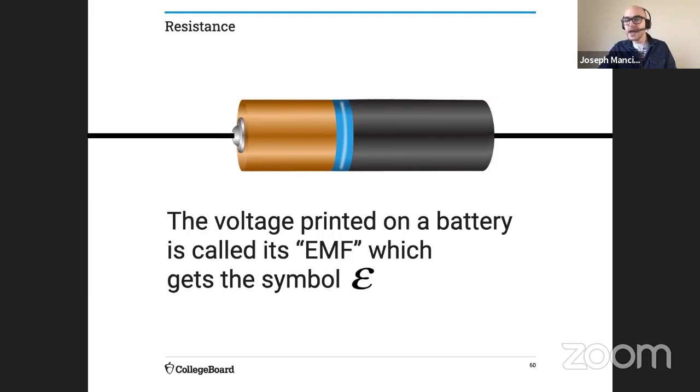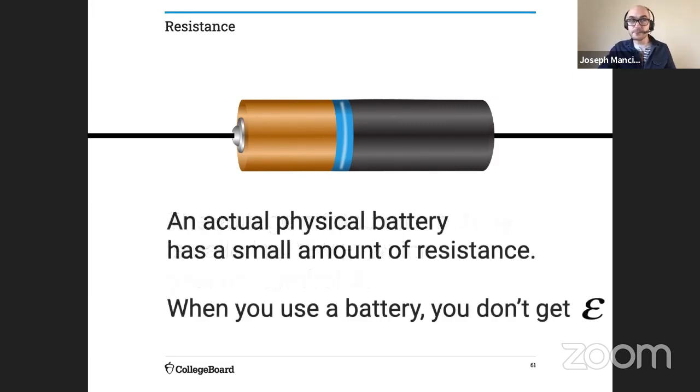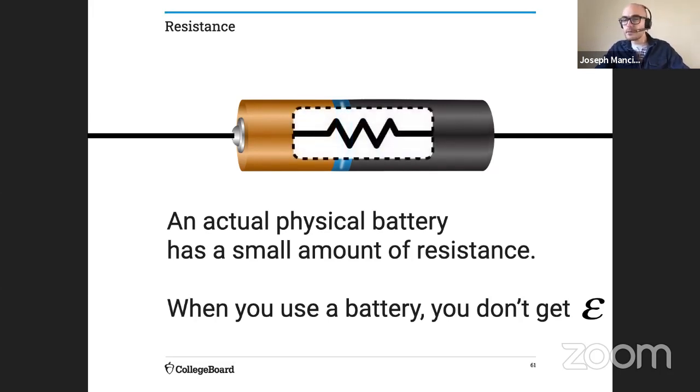But when a battery is actually being used, when current is actually flowing through a battery, if you were to test the voltage between its terminals and actually measure it, what you measure isn't the printed EMF of the battery. An actual physical battery has a small amount of resistance called its internal resistance. Now, it's not that there's really a resistor inside the battery. I don't want you to think that. That's not what this diagram means.